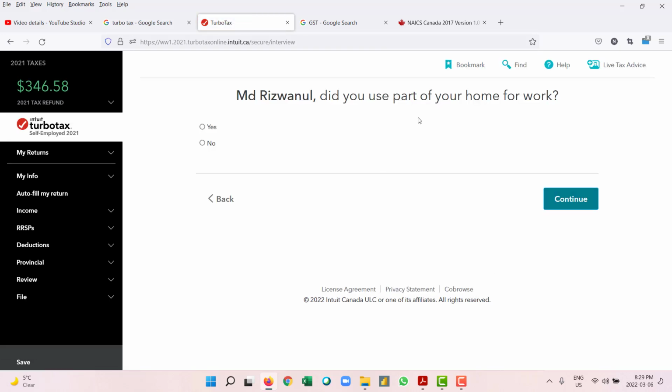Mr. Ethan, did you use part of your home for work? No. Some people actually work from home. So if you work from home and do all the work online, then you can deduct something for that. I did nothing, but you need to be self-employed to deduct any money as your expense for working from home. You need to be self-employed. Okay, continue.